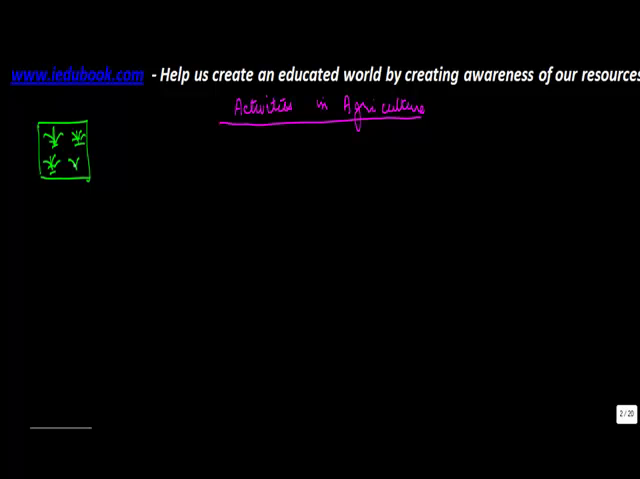Okay, now let's understand what are the activities in agriculture. Now I gave you an example of a field wherein you had all the trees and plants.